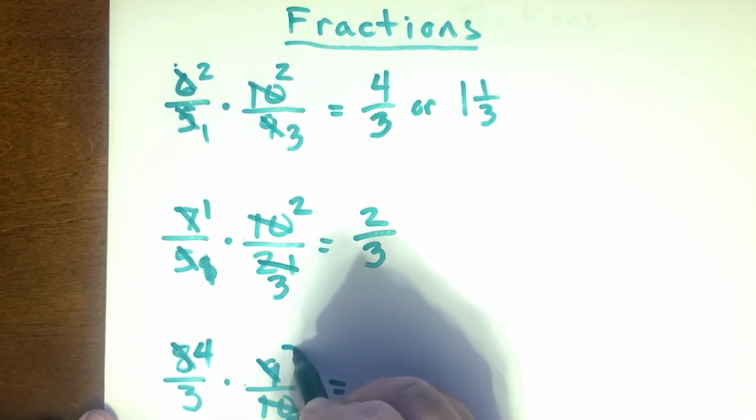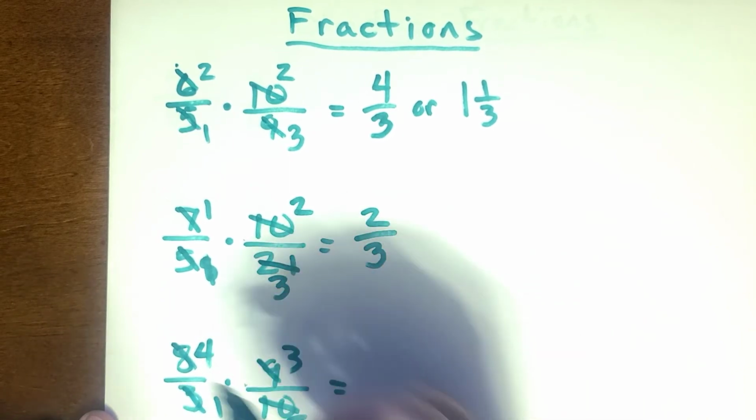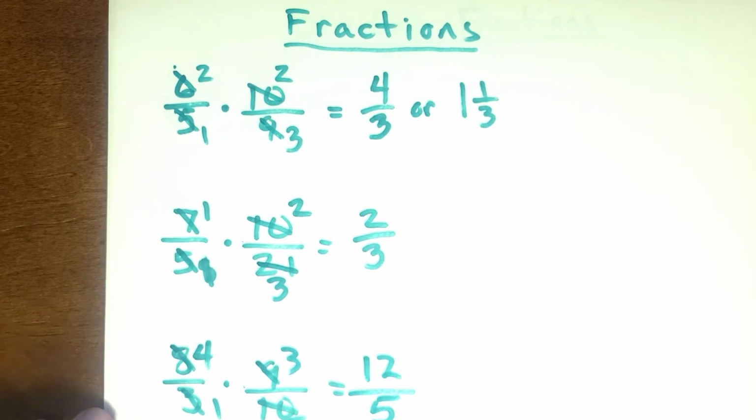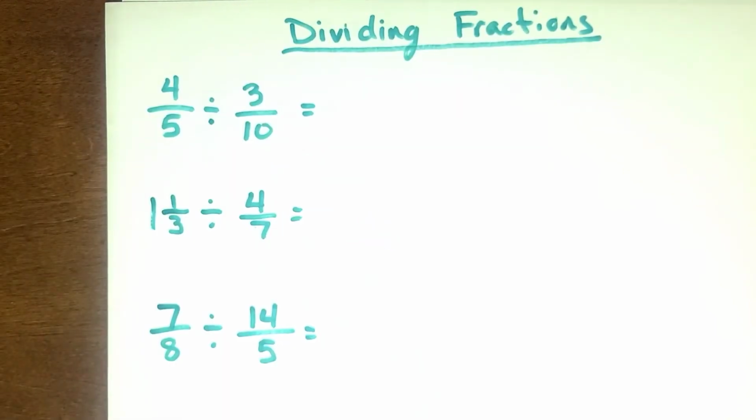3 goes into 9 3 times. 3 goes into 3 1 time. 4 times 3 is 12. 1 times 5 is 5. Okay, moving on. Now, dividing fractions.